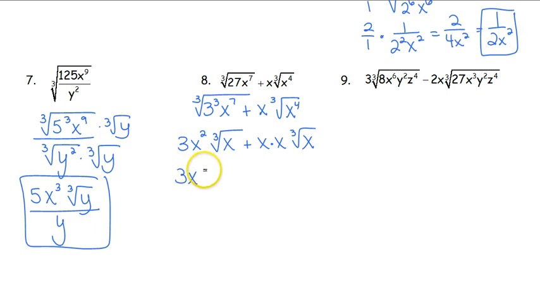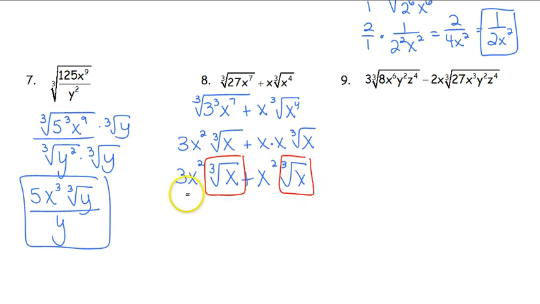So this is 3x squared cube root of x plus x times x is x squared cube root of x. Now that we've simplified, we have that like radical. So 3x squared plus x squared gives us 4x squared of the cube root of x.